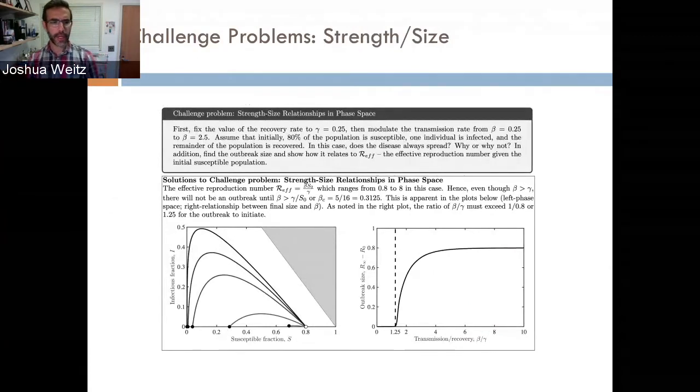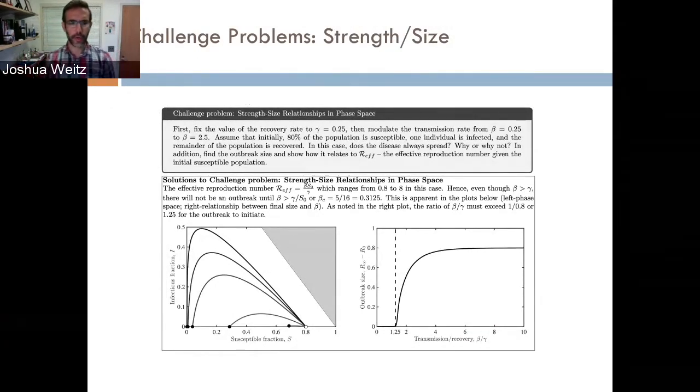The other thing that we wanted to get you to have an intuition for is the extent to which there's a relationship between the strength, R naught, and the size, something that I alluded to earlier, that just because you have a certain speed of cases, that's not really ultimately what's going to determine the final size of the epidemic, at least in theory. And so what we try to do is modulate the transmission rate from something which would be about 1 to something about 10, but now assume that 80% of the population is susceptible, and the remainder of the population is recovered, and you introduce a single or very small fraction of individuals who are infected.